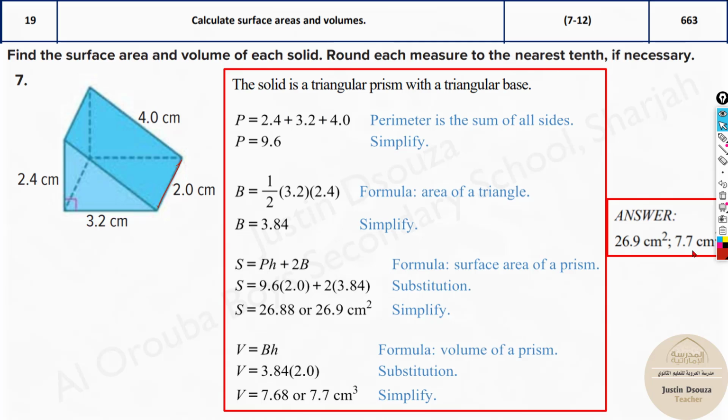Same way you can solve the others over here. All you need is surface area, which is 26.9. They have asked to the nearest tenth, and then the volume, that is 7.7 cubic centimeter.